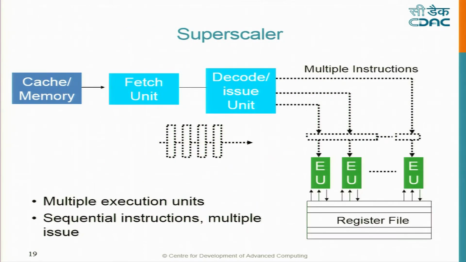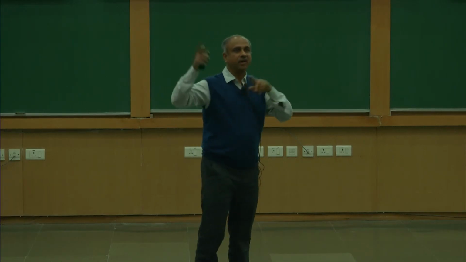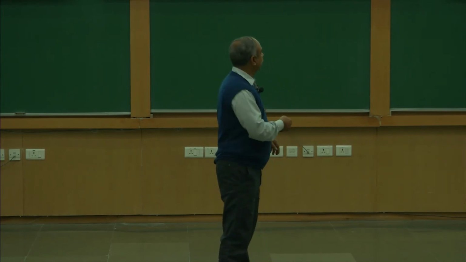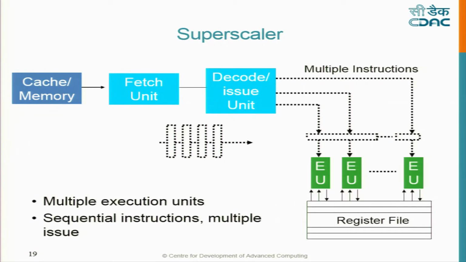Superscalar: in a scalar unit, you do not have multiple execution units. You have a single stream which goes through one execution unit. In superscalar, you increase the number of execution units. Everything else is the same; the registers and all these units are the same. What you see here is that instructions are sequential. Like somebody mentioned, my program is sequential. If I run it on a parallel machine, what will happen? It will run sequentially.